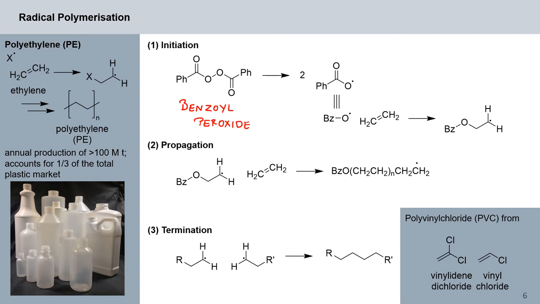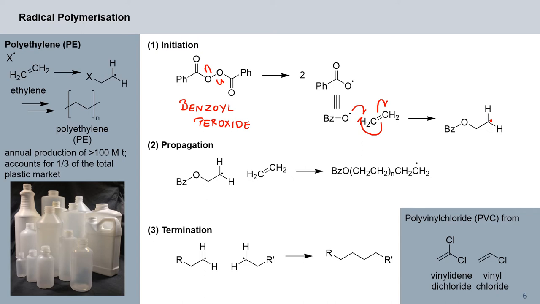Which we can cleave firmly, to give us our benzyl radicals here. And now these radicals can react with our ethylene, generating a carbon-centered radical end, which can initiate the chain growth.